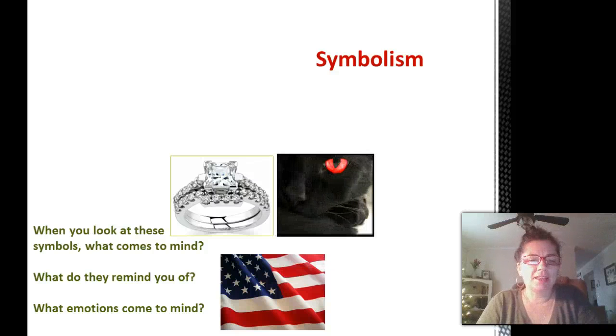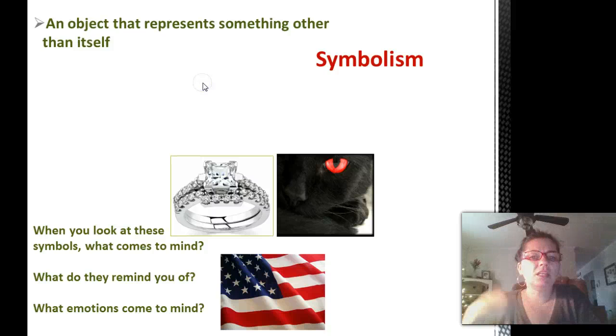And we have a black cat. It's a cat. You can pick it up and cuddle it and love it, but it stands for so much more. So when you see an American flag, you think freedom. When you see an engagement ring, you think love and commitment. When you see a black cat, you think bad luck. That's because they're symbolic of those things. So it represents something other than itself.